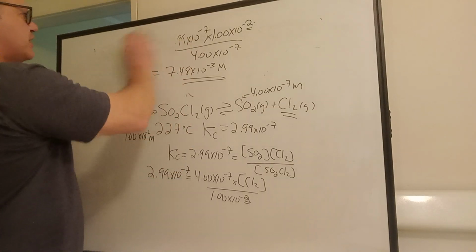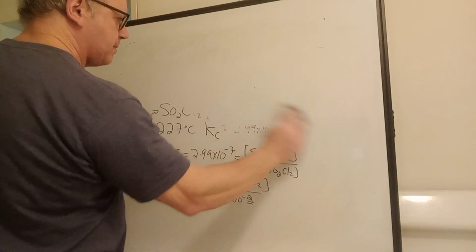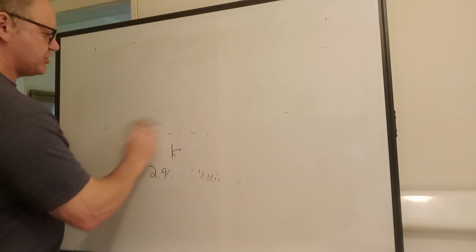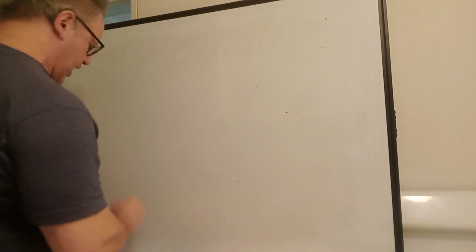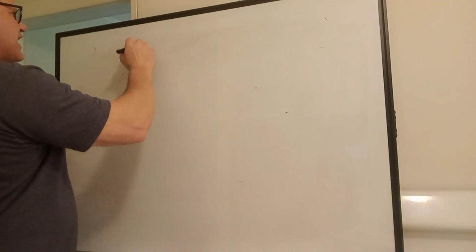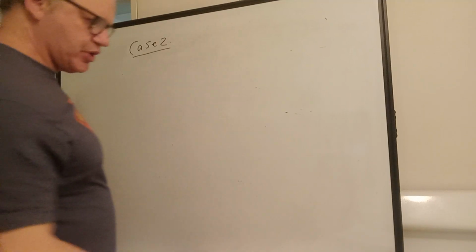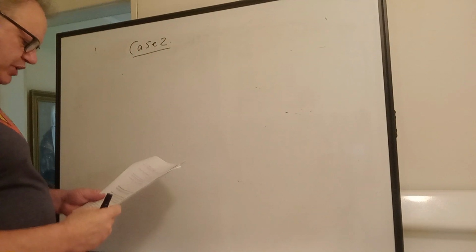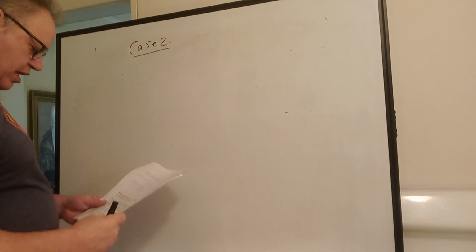The second type is definitely highly testable, and I'll just erase the board here, and we'll go over that. As described in the notes, we'll call this case 2, and we'll do a couple different variations of this as we go along. So this is finding equilibrium constants when K and the initial concentrations are given.